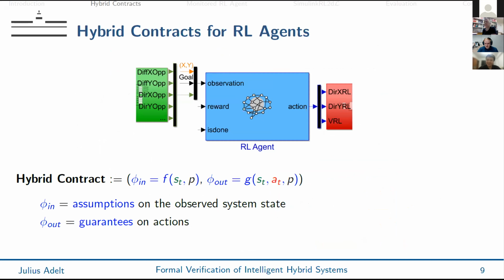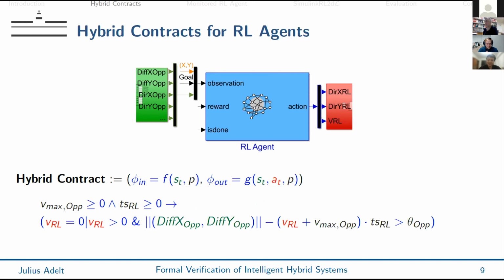Now, a hybrid contract is a tuple where both phi in and phi out are also dL formulas. And phi in is an assumption on the current observations, s_t, and the given system parameters, p. And phi out is a guarantee on actions, also depending on the state and current parameters. And parameters, well, Simulink models can be parameterized with, for example, MATLAB workspace variables, which are treated by our transformation as symbolic constants, so that we can verify properties for every possible value, such as every possible maximum velocity of opponents.